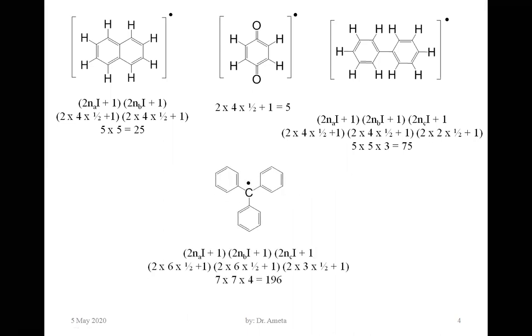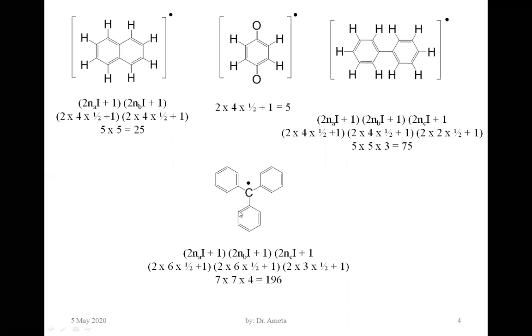Again, this is the example. If we see this molecule, this radical, then we can say that the ortho positions hydrogens will be in the same environment, para positions hydrogen will be in the same environment, and meta positions hydrogens will be in the same environment. So there are three kinds of protons available. Ortho position will be same, meta position will be same, and para position will be same. So (2nAi plus 1)(2nBi plus 1)(2nCi plus 1).